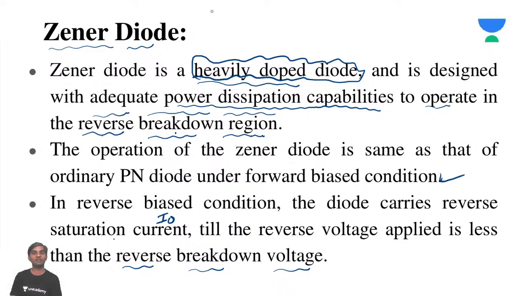What then is a Zener diode? We have discussed that a Zener diode is nothing but a heavily doped diode, which is very important. The forward bias characteristics of a PN junction diode as well as a Zener diode will be the same, right? But in reverse, there will be a sudden increase of reverse saturation current, and that happens at the reverse breakdown voltage.